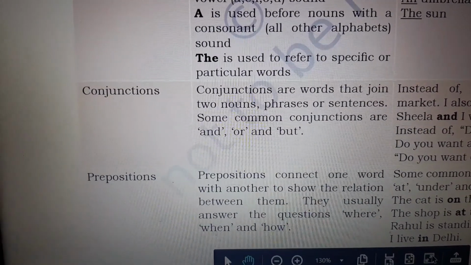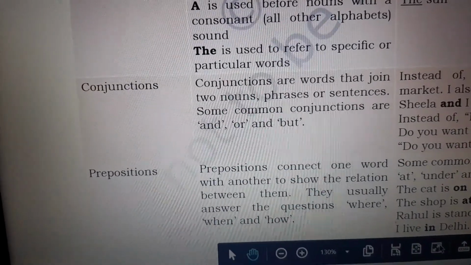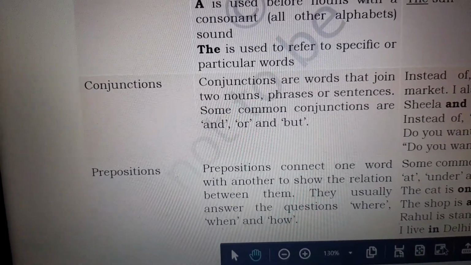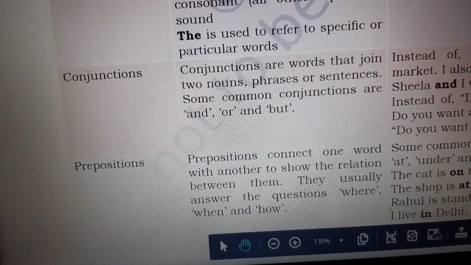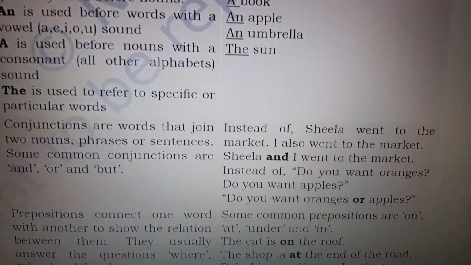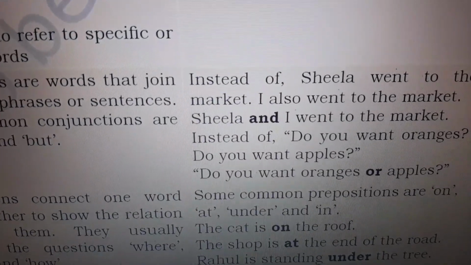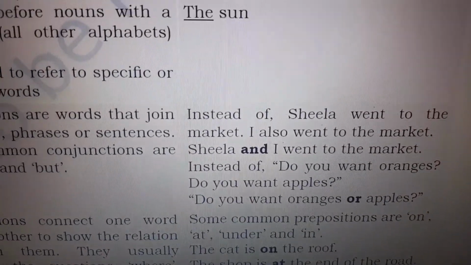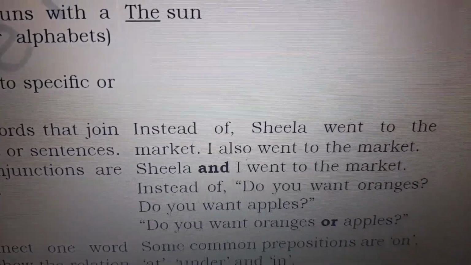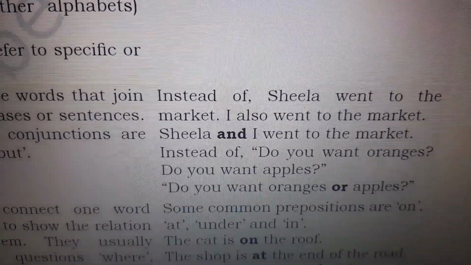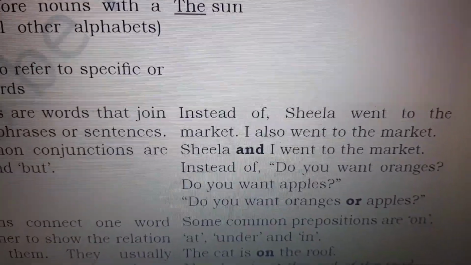Conjunctions are used to connect words, phrases, clauses, or sentences. For example, do you want oranges or apples? One more example, Sheila and I went to the market. And, or, these are the conjunctions.